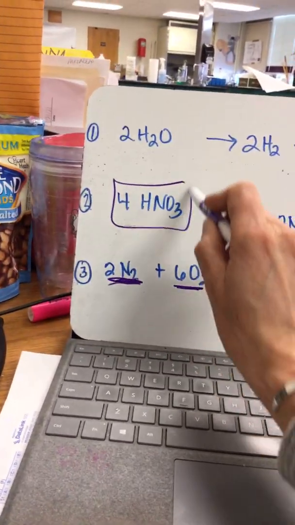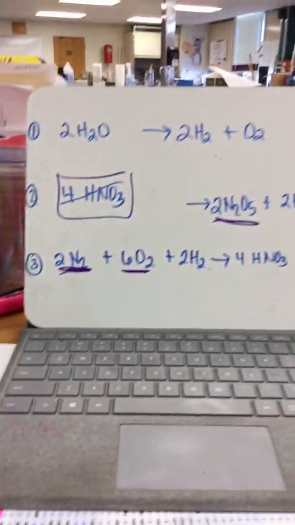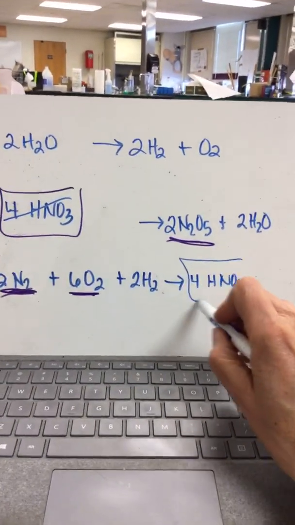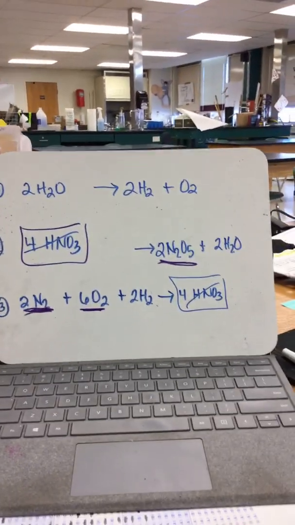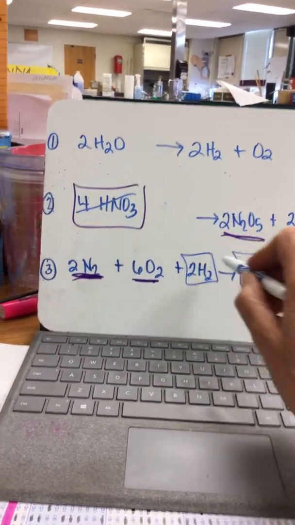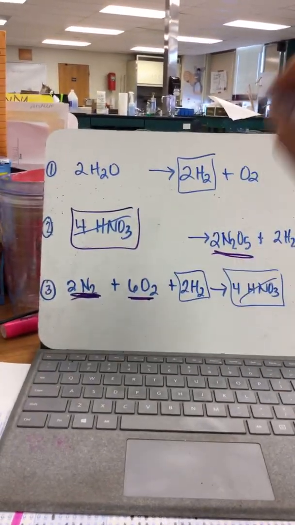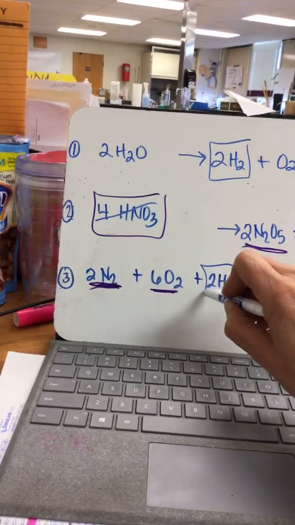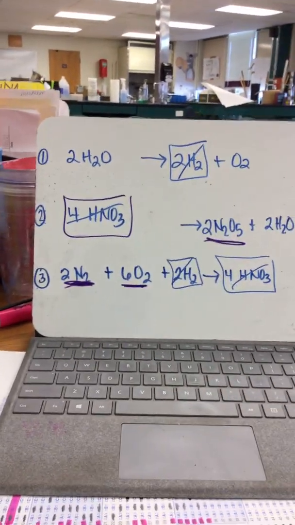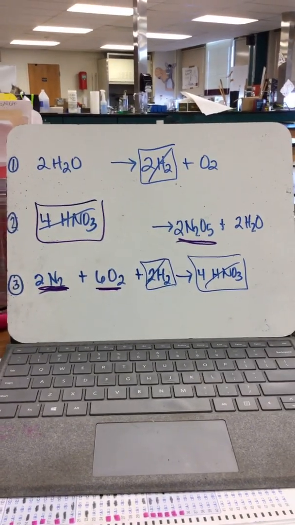Here are 4 HNO3s, right? Cross them out of there. There's the other 4 HNO3s. Cross them out of there. Okay, here are 2 H2s. And up there on the opposite side of the arrow are 2 H2s. They don't need to be in the same equation. They just need to be on opposite sides of the main yield arrow.